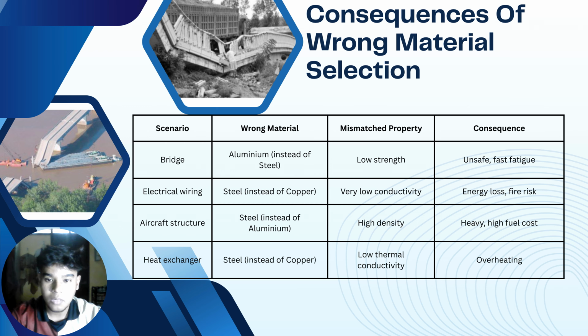So today, we're going to talk about the consequences of wrong material selection. Let's look at the four real-world scenarios that we're picking up. The first scenario is a bridge. People use aluminium instead of steel. The mismatched property is low strength, and the consequence is unsafe structure and fast fatigue.